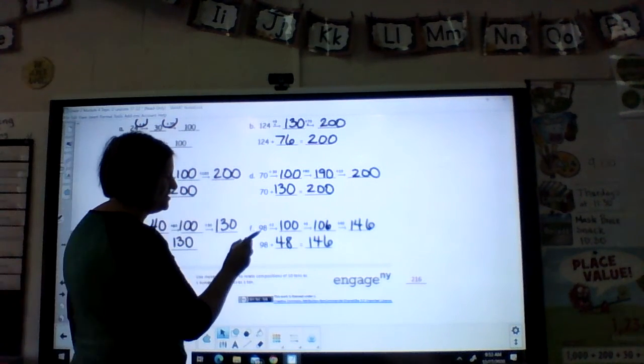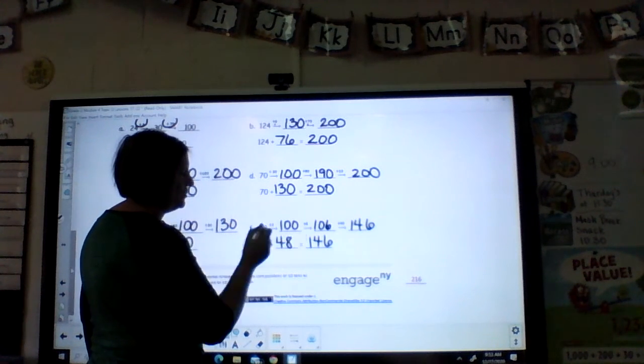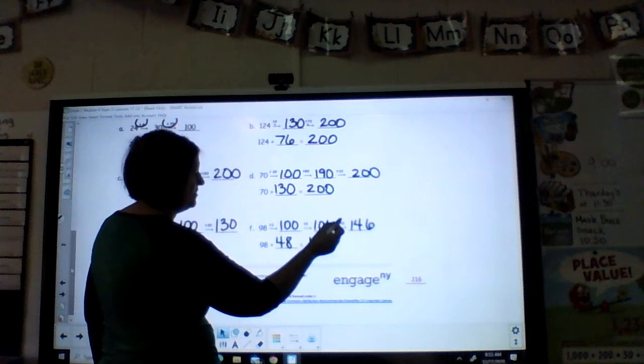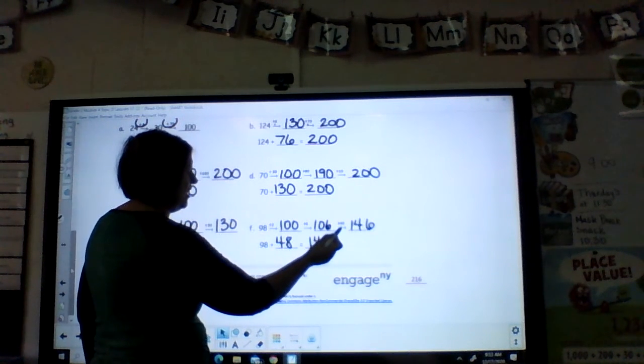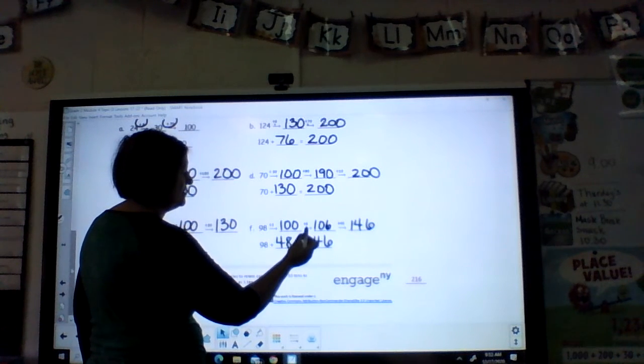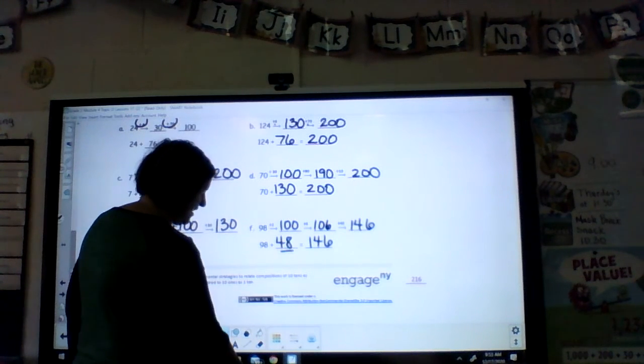Our next one says 98 plus 2 equals 100. 100 plus 6 equals 106. 106 plus 40 is 146. If I add these together, I got 40 plus 6 is 46. Plus 2 is 48. So 98 plus 48 is 146.